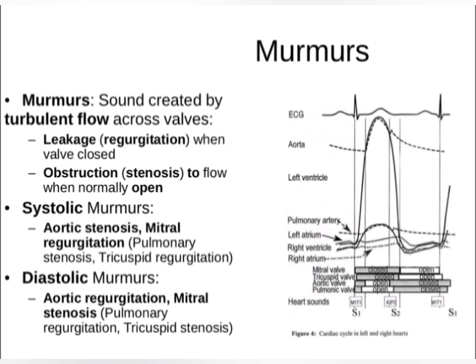Murmurs are sounds created by turbulent flow across valves due to regurgitation or stenosis. Systolic murmurs are aortic stenosis, mitral regurgitation, pulmonic stenosis, and tricuspid regurgitation. Aortic regurgitation, mitral stenosis, pulmonary regurgitation, and tricuspid stenosis are diastolic murmurs. Diastolic murmurs are usually not as harsh sounding as systolic murmurs. Leakage occurs when the valve closes, and obstruction, when the flow approaches the valve, is stenosis.